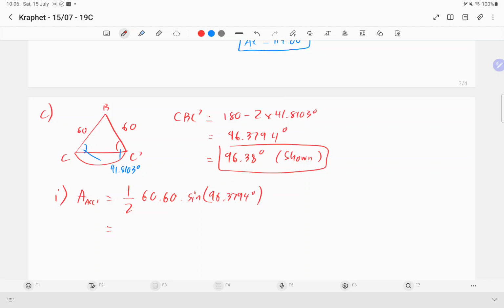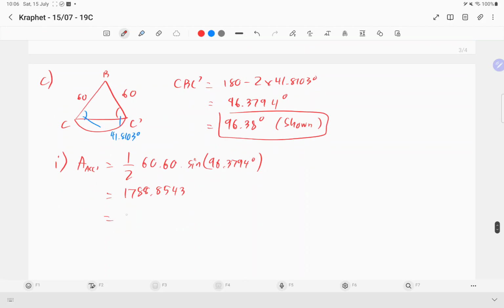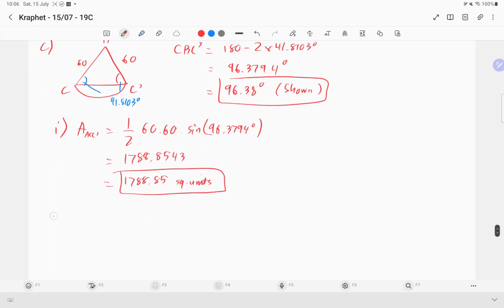So 30 times 60 times sine 96.3794 is 1788.8543, which is 1788.85 square units. Alright, box that one up. That's the answer for 1.